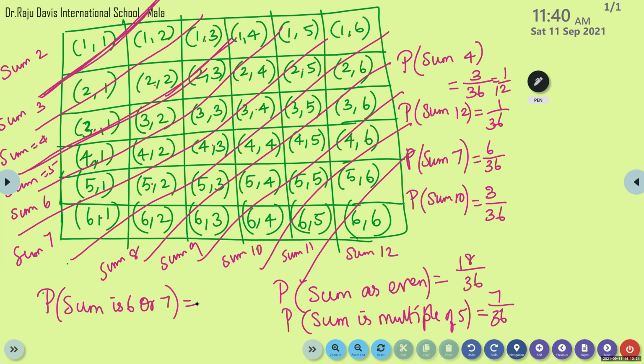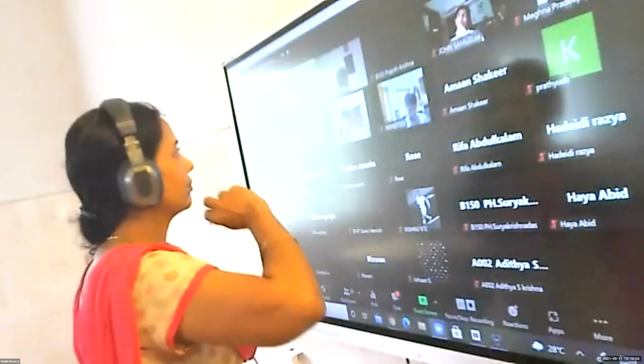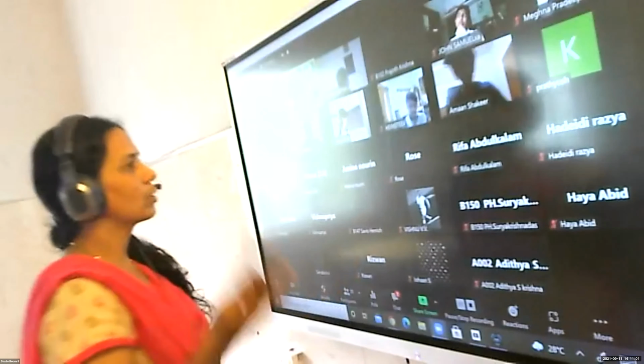11 by 36. Okay, sum is 6 or sum is 7. So both the cases, if you add, you'll get the answer. So it is 11 by 36. Is it okay? Is it clear, children? Shall we move on to the next type?